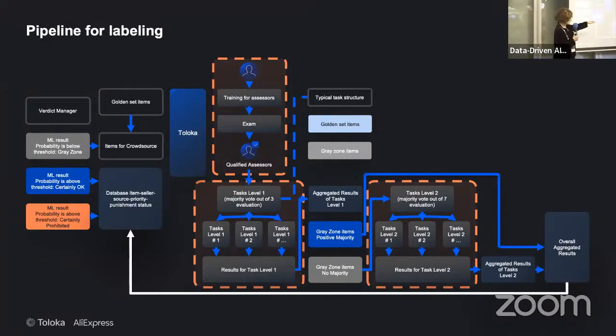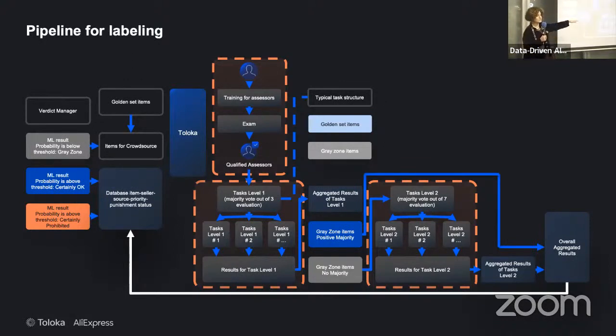When they get to production tasks, they can meet tasks of first level or tasks of second level. All items from this gray zone go first to these tasks of level one. Three people see each item independently, and all three give us their verdicts. So we get three verdicts. If we get some consistency, that is a majority vote, 3 out of 3 or 2 out of 3 told us the same, then we think that we know about this item. It goes directly to the aggregation results, and they go to our database.